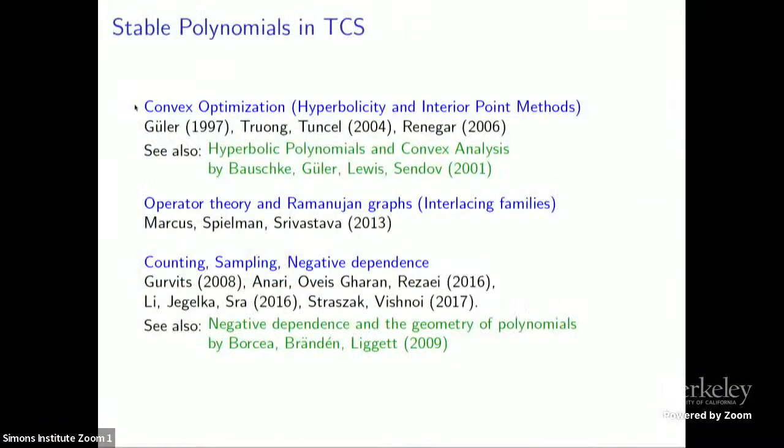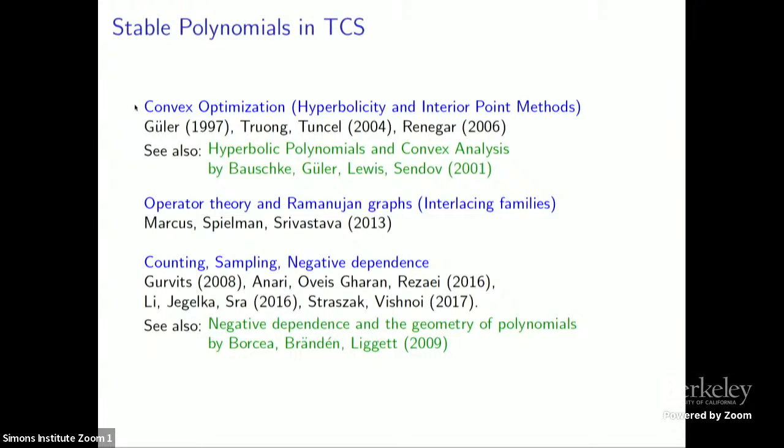In 2013, in a series of papers, Adam Marcus, Dan Spielman, and Nikhil Srivastava used stable polynomials to answer some long-standing open questions in operator theory and also combinatorics using what's called interlacing families. Particularly, they solved what's called the Kadison-Singer conjecture and gave methods for constructing Ramanujan graphs. And again, one of the things underlying this work was a study of real rooted polynomials and their multivariate generalization.